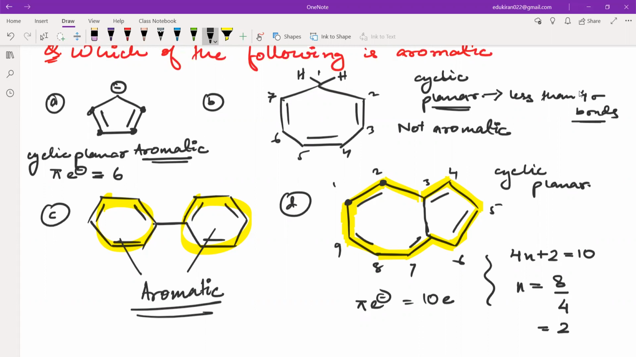So you have to look at the outer ring. Outer ring means the ring when you don't have fusion. Now this is a fused ring. That means you have to look at the outer ring here and check the aromaticity.